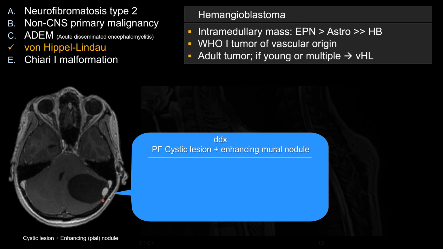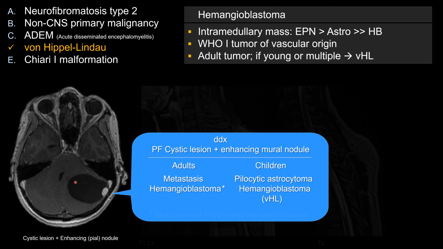So if I see a cystic lesion with an enhancing mural nodule in the posterior fossa, my differential diagnosis for adults and for kids is slightly different. For adults, I would be thinking about metastasis, number one, and hemangioblastoma as number two, even though hemangioblastoma is the most common primary intraaxial infratentorial tumor in adults. Metastasis is going to be more common just by number.